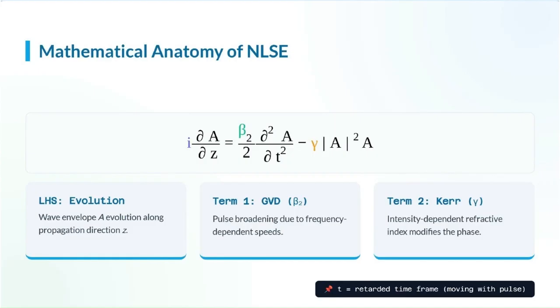The term on the left describes how the wave envelope evolves during propagation. The first term on the right represents dispersion. It causes different frequency components of the pulse to travel at different speeds, which makes the pulse spread out in time. The second term is the nonlinear contribution. It comes from the Kerr effect, where the refractive index depends on light intensity. An important detail is that the variable t here is not absolute time. It is the retarded time frame moving together with the pulse.